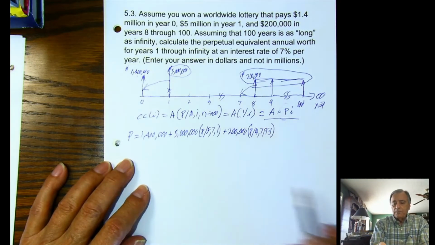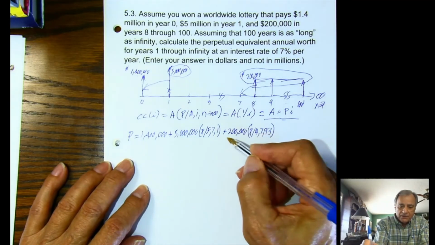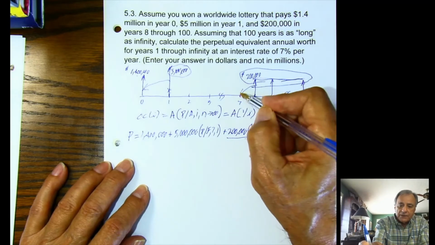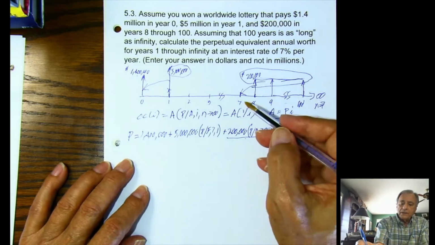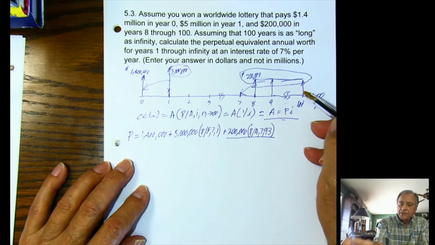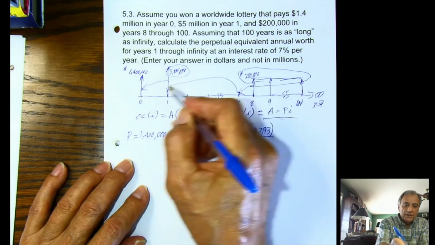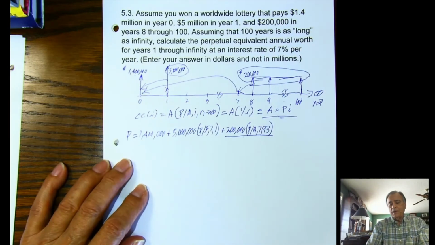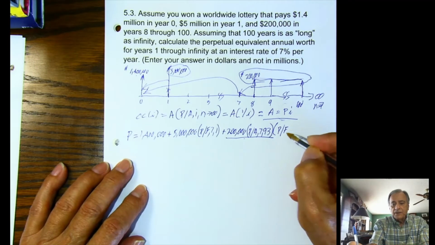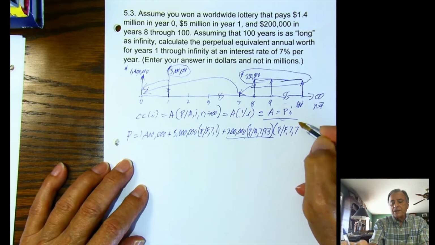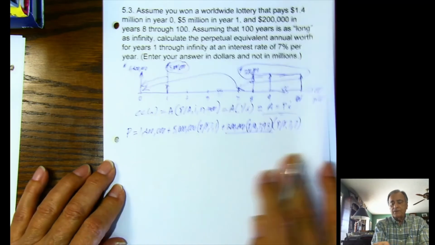Once I multiply this times this, I get a value right here in time. Now this is a present value relative to this series, but it's a future value relative to time 0. So I need to bring it all the way back. So I'm going to do P given F, 7% for 7 years. Once I do that, I'm going to have the total present value.